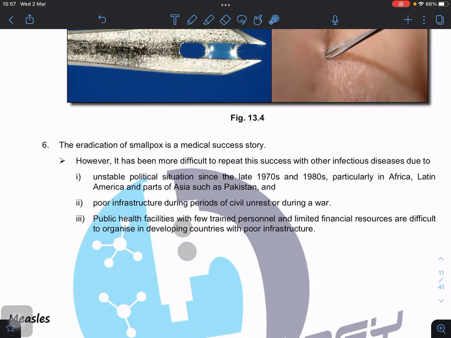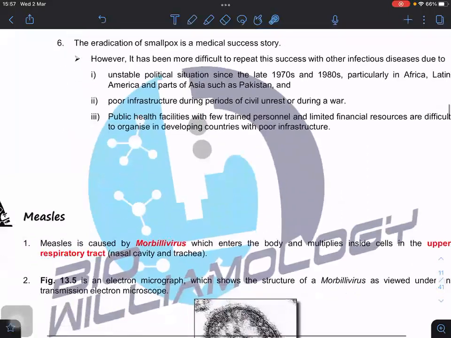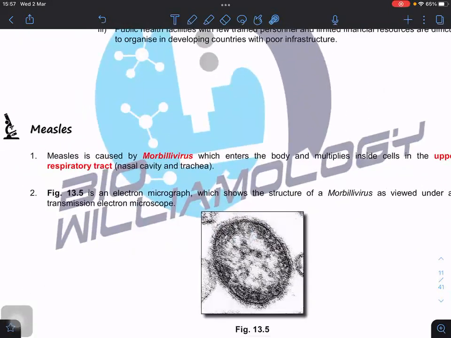Okay, with this I'm done for today, and tomorrow we continue with measles and other diseases.